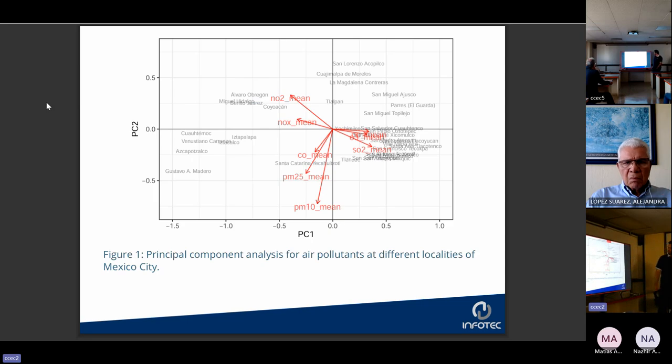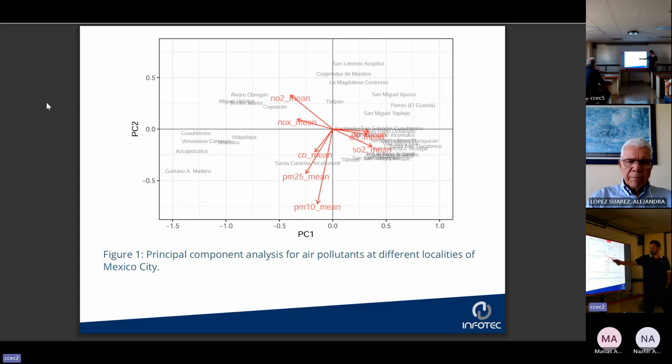An example of this is the pollutant concentrations in this 15-year study in Mexico City. As you can see, this is a PCA, principal component analysis. PM and CO are correlated spatially in concentration in Mexico City, also NO and SO. This can be a problem because if we study all together, maybe we are estimating the relationship with one of the variables, but it actually gives results of another one because of this relationship.